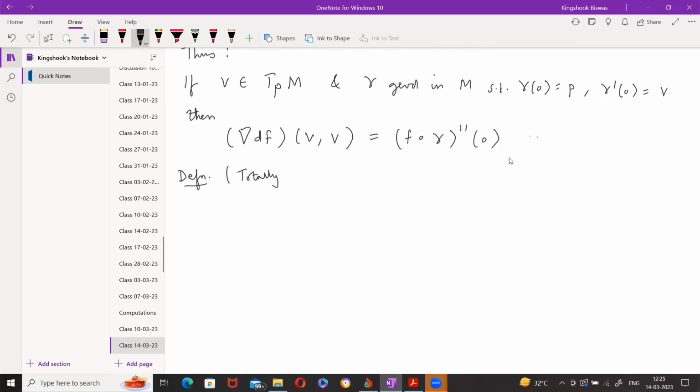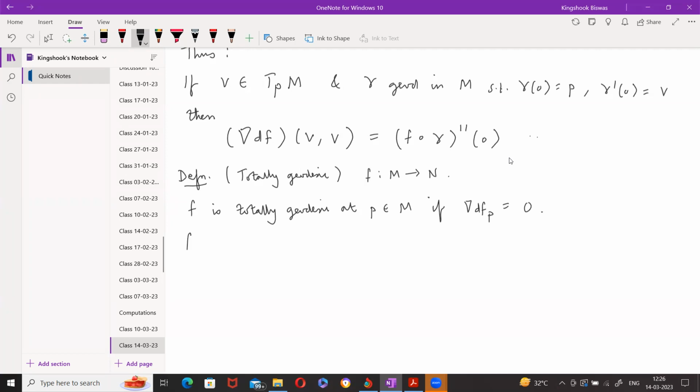Of what are called maps which are totally geodesic. F is a smooth map between Riemannian manifolds. I'm not writing that. So we say that F is totally geodesic at P if the second fundamental form at P is identically 0.